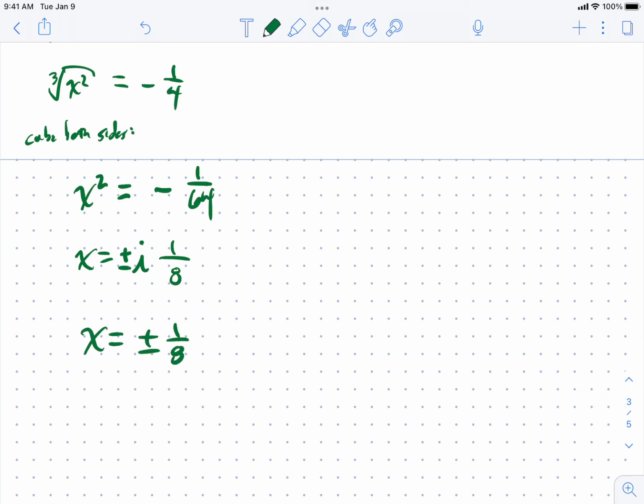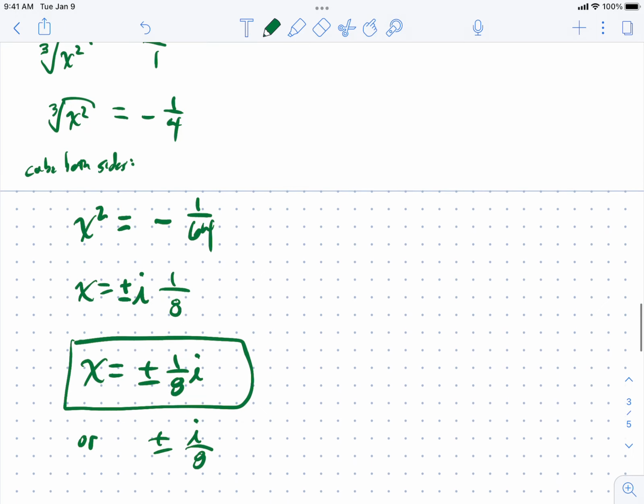Well, you could write it as 1/8 i. That looks good. Or if you want, you could write it as plus or minus i over 8. That would be fine. Okay, anyway, we're getting two imaginary solutions to that one. Plus or minus 1/8 i.